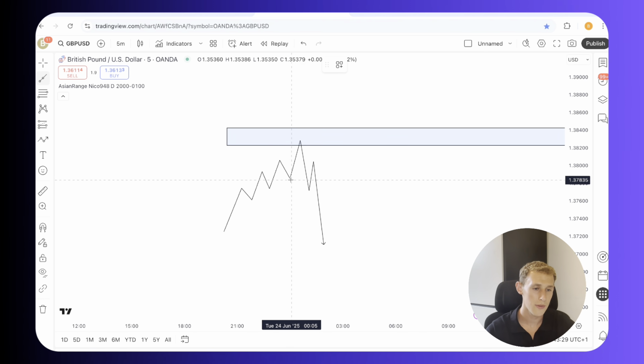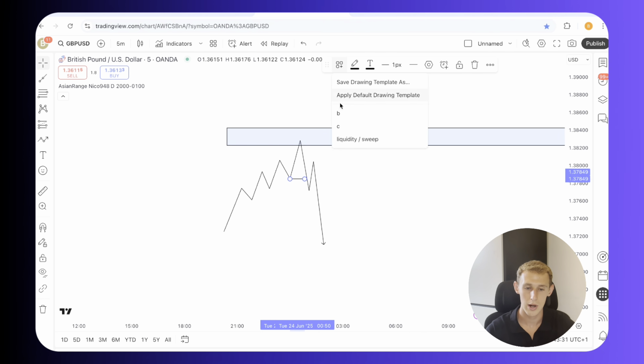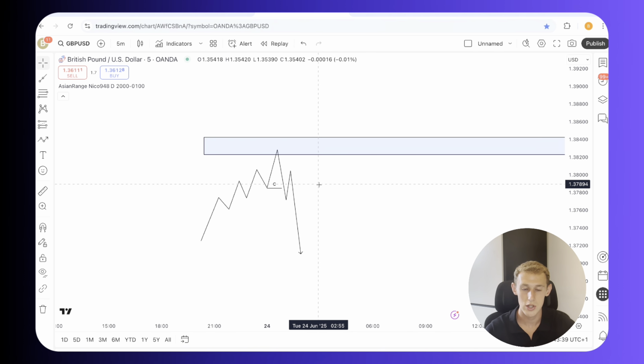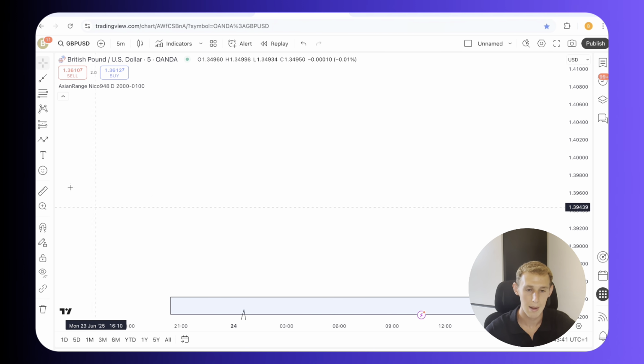And what we refer to as the change of character is when price breaks below this current higher low. On my charts, I just label it as C to make it a little clearer, so that I don't have to write change of character every time I see this happen. In the case of a buy, it's the same thing.